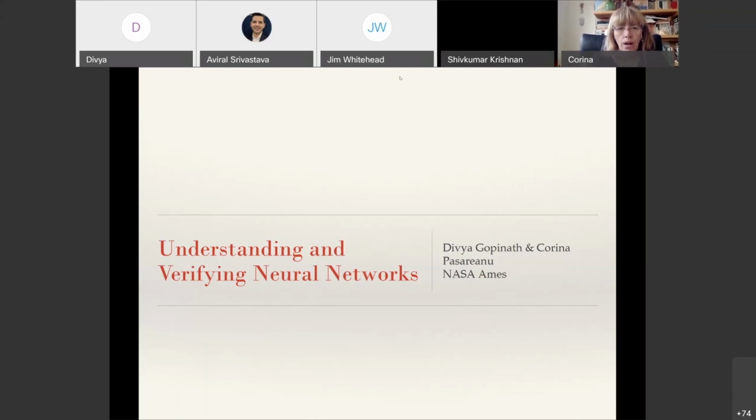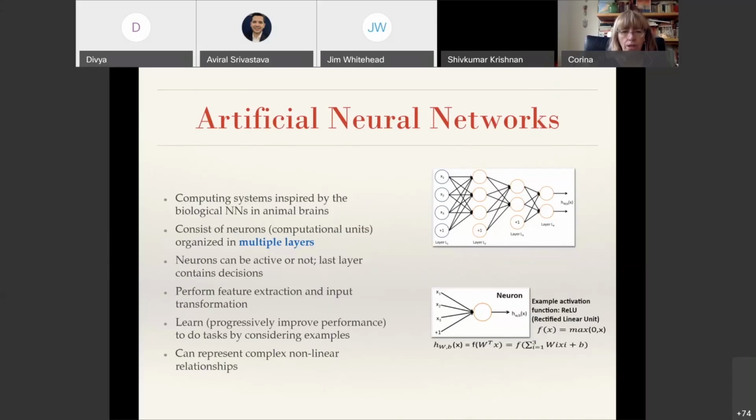So today I will talk about some of the projects that we have at NASA Ames, and they are related to understanding and feature extraction and input transformations with the goal of learning to do tasks by considering labeled examples. They can represent highly complex nonlinear relationships. And for our talk, we will consider networks that use rectified linear units or ReLU activations that will compare the output of a neuron with a threshold value, for example 0, and forward that value moving forward.